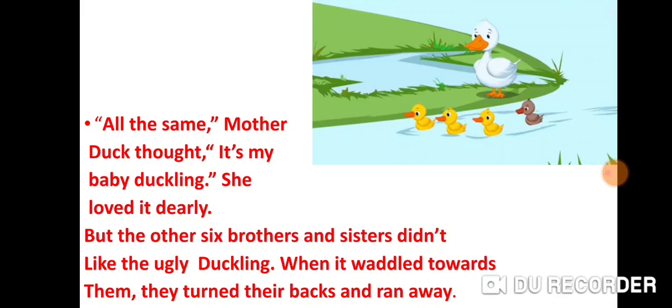She loved it dearly, but the other 6 brothers and sisters didn't like the ugly duckling. When it waddled towards them, they turned their backs and ran away. Now, the way a mother loves her child and what a sister and brother do is a little different. The mother loved her duckling, although it was ugly, but the brothers and sisters did not like this duckling at all. Whenever the ugly duckling went near the other 6 baby ducklings, they would run away from there. They did not like to entertain the ugly duckling.